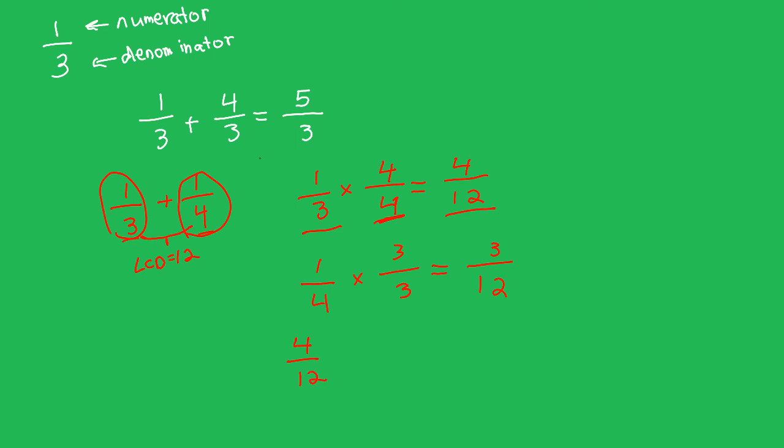So 4/12 goes in for the 1/3, and 3/12 goes in for the 1/4. My bad, we're on this one here. 4/12 goes in for 1/3, and 3/12 goes in for 1/4. So 4/12 plus 3/12 equals 7/12. So that's our answer there.